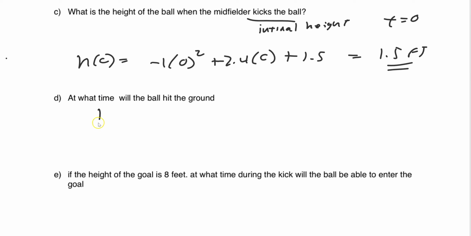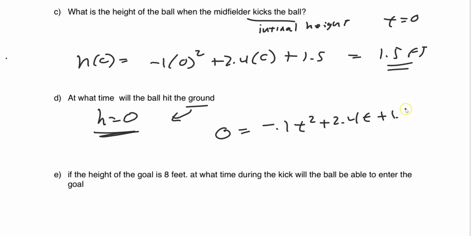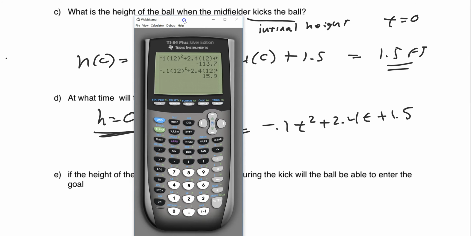So I want to know when the height is 0, right? Not time, the height is 0. So I'm going to set my equation equal to 0. Now, lots of ways to solve this. I could use the quadratic formula. I could use complete the square, which would be ugly. Probably the best way to do this is honestly just graph it. Just use your calculator. It's all ugly in decimals.